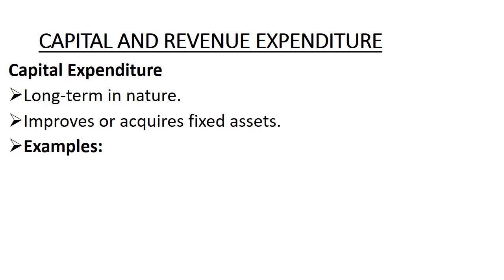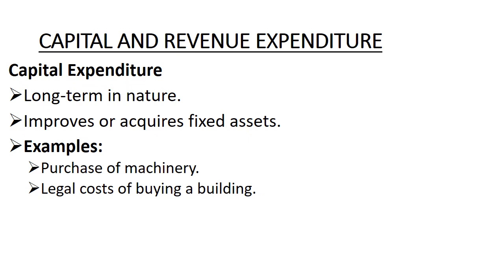So here are some example scenarios. You purchase machinery to use in your business, that is capital expenditure. Legal cost of buying a building. So you are buying a building, and when getting that building, there are legal costs, money that is going to be spent to deal with legal issues. That is capital expenditure. In short, when we are talking about capital expenditure, you are acquiring a fixed asset, so all the cost involved in acquiring that fixed asset is part of capital expenditure.